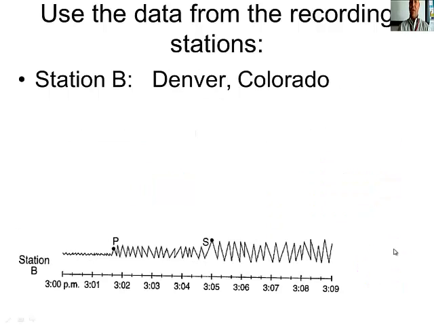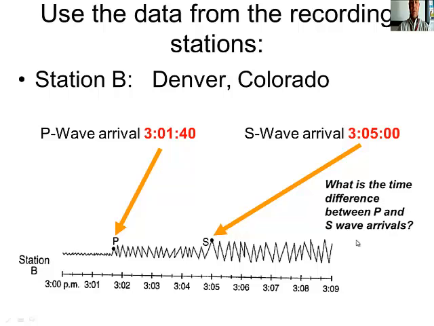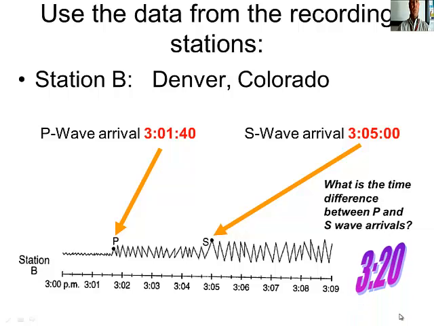All right, so the next one say was in Denver, Colorado. This one arrives at 3:01. The other one arrives at 3:05. What's the difference between them? It looks like about 4 minutes and 40 seconds. Okay, 3:20. So this one, obviously, if we think about that really hard, we know that the epicenter is probably closer to Denver than it was to San Francisco because of the travel time of these waves.